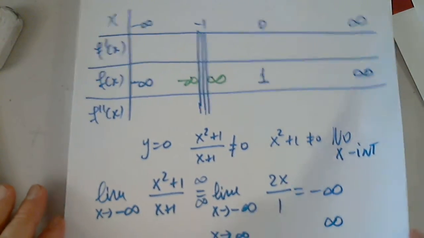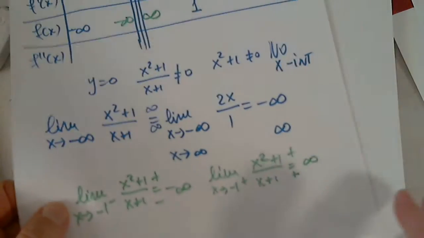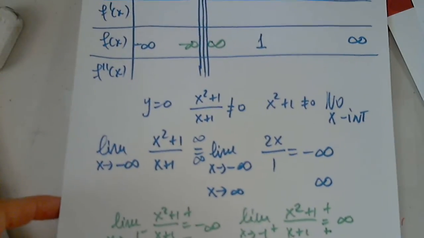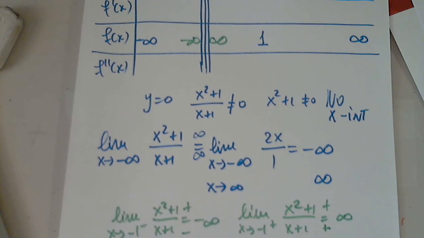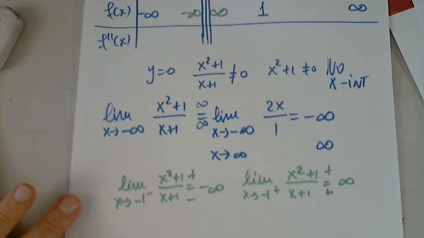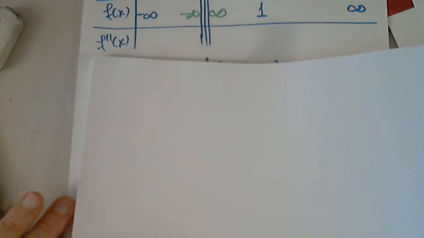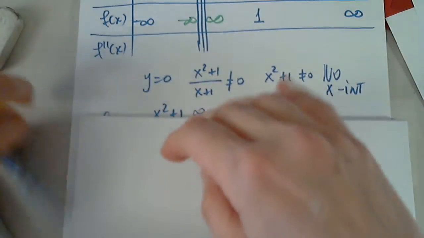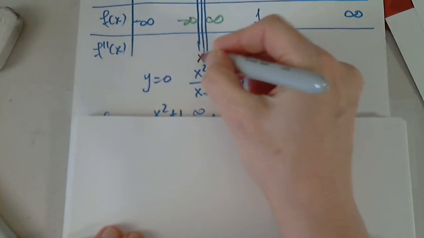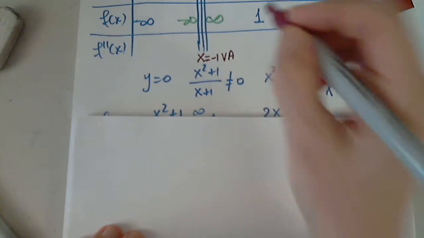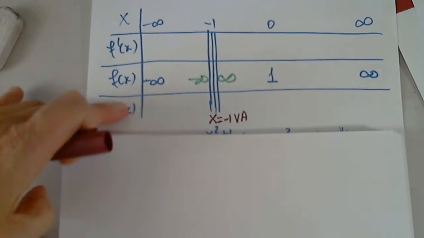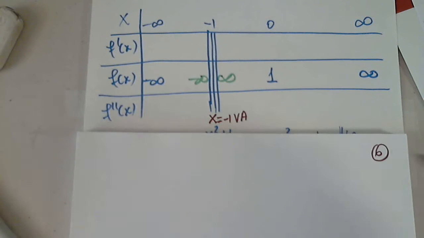Okay, now we continue with the first derivative. Any questions? Okay, I don't care for anything else. Oh, x equals -1, a vertical asymptote. Very important. First derivative.